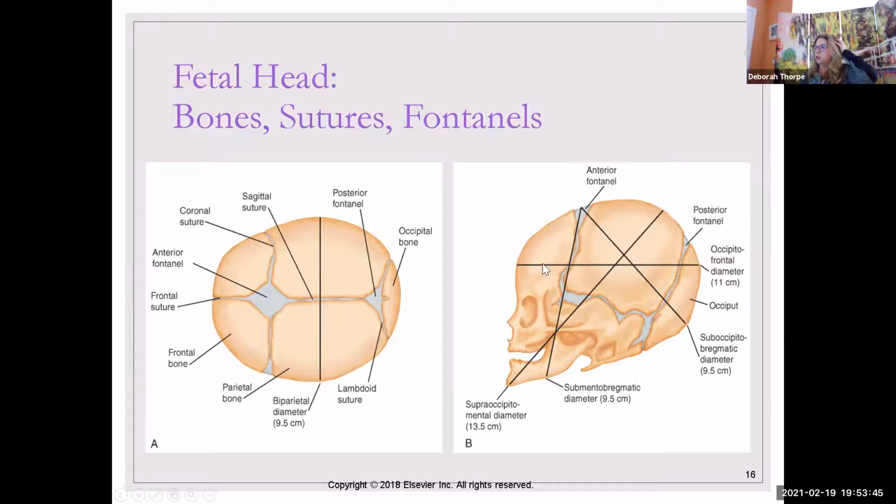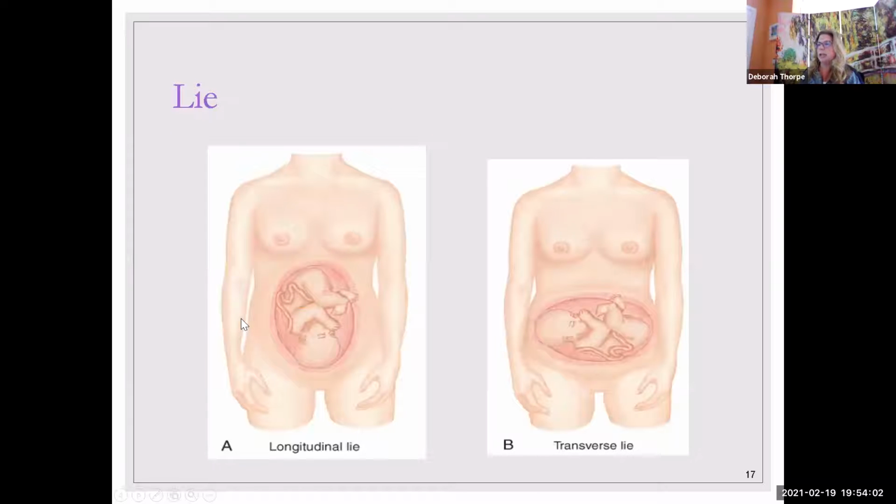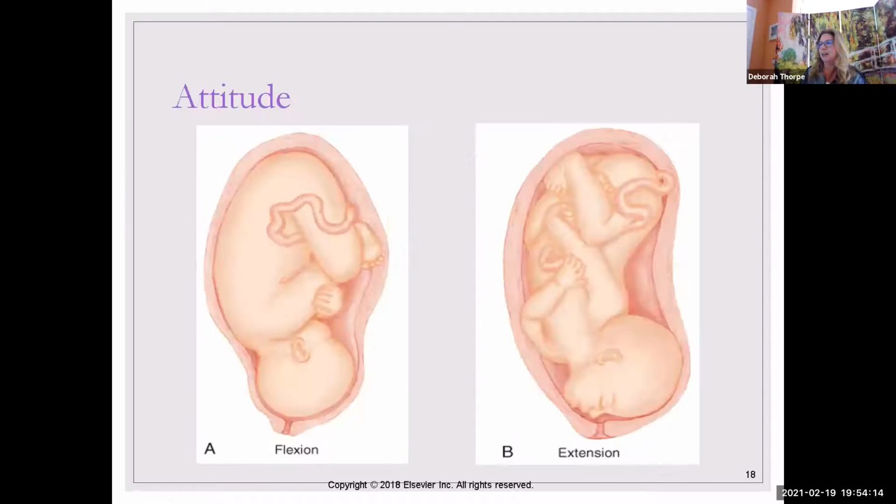on a term baby, it's the widest diameter. Here you have the anterior fontanelle. If that's the presenting part, you can have that's less, okay? So it just gives you an idea. Lie, again, is where the baby is lying, okay? This is great. This isn't so great if you want the baby to come out. Sometimes that's why they end up with a C-section.